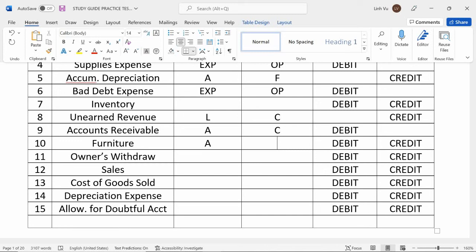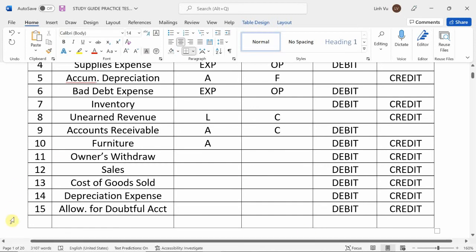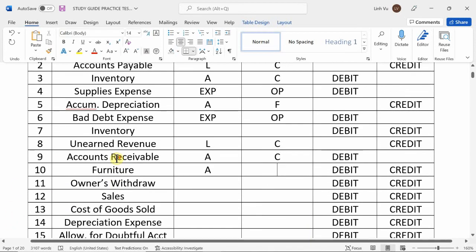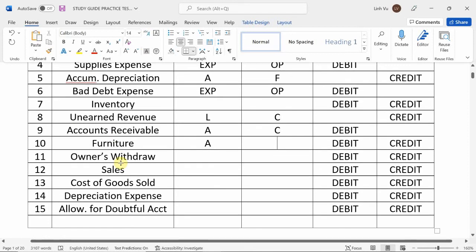There's no such thing as a long-term asset. What are the ones for assets? Yes, in this case you're on the right terms, but we don't categorize our assets based on length of time. We categorize them based on how liquid they are.